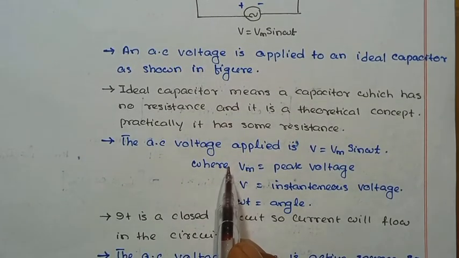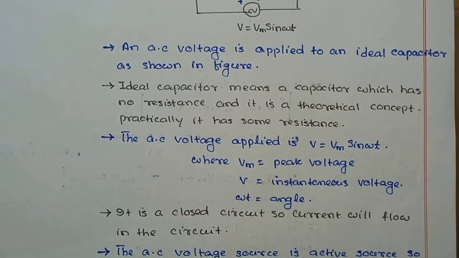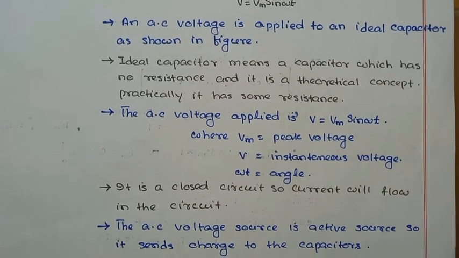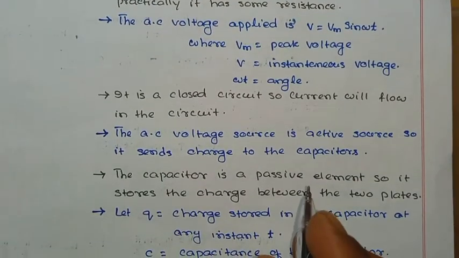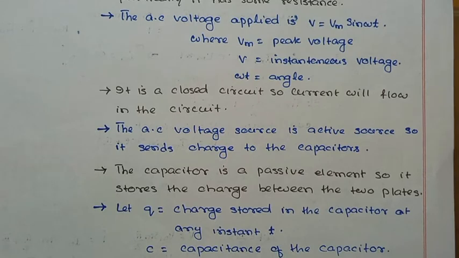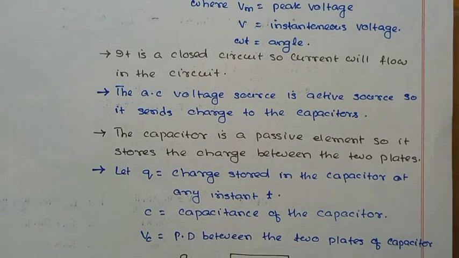The AC voltage applied is V equal to Vm sin omega t, where Vm is the peak voltage, V is the instantaneous voltage, omega t is the angle. Now, it is a closed circuit, so current will flow in the circuit. The AC voltage source is the active source, so it sends charge to the capacitor. The capacitor is a passive element, so it stores charge between the two plates.